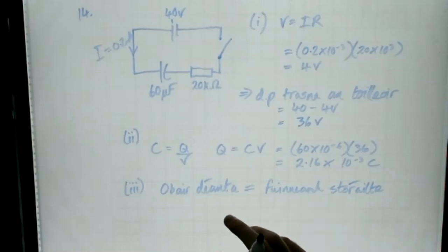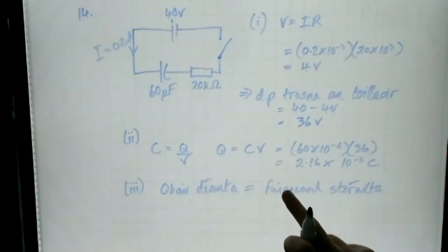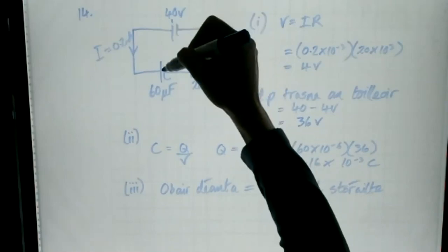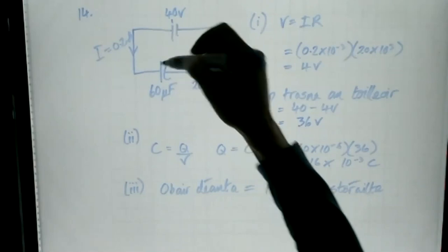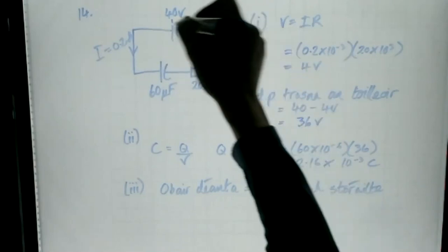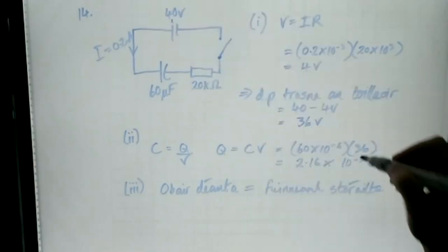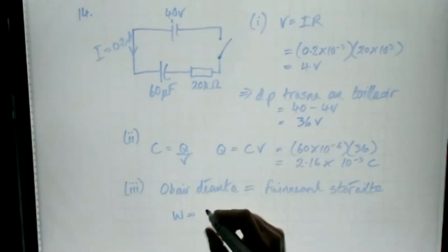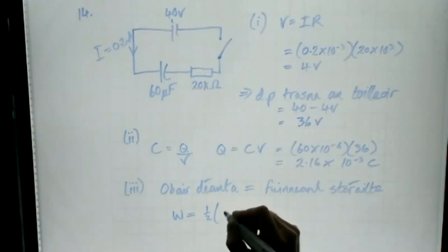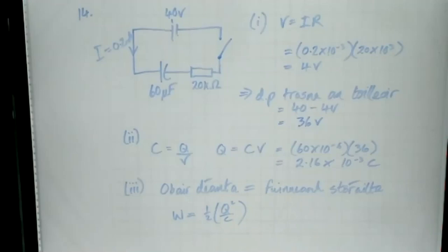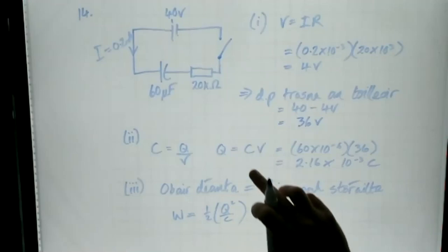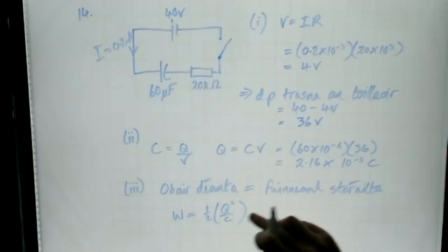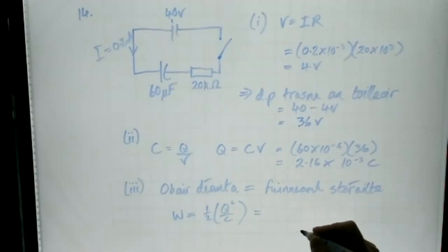The battery charges the capacitor, and the resistor slowly reduces the voltage from 40 to 36 volts. The energy stored can be written as Q squared over 2C, since V equals Q over C, so we can substitute. So the energy is 0.5 times Q squared over C.